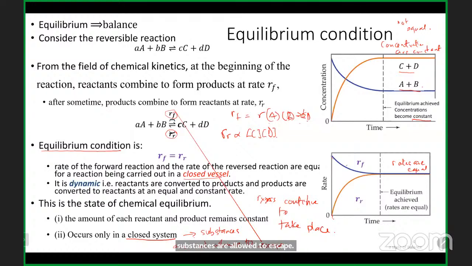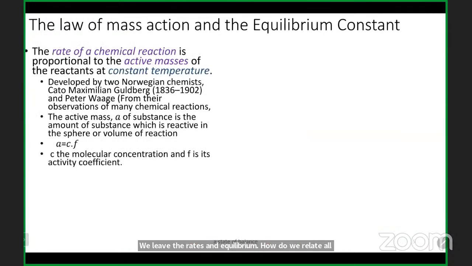Okay, so if that's the case, how do we relate all this to equilibrium, the rates and equilibrium? How do we relate all of them together? The law of mass action. There's something called the law of mass action, which states that the rate of a chemical reaction is proportional to the active masses of the reactants at constant temperature.